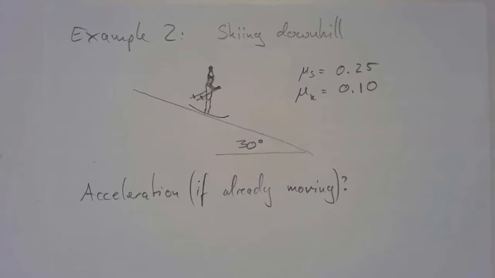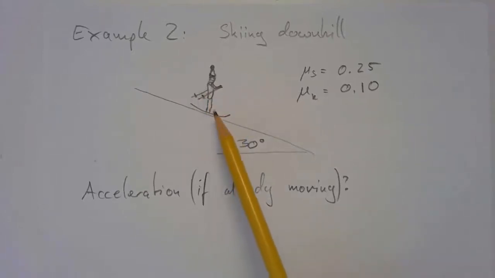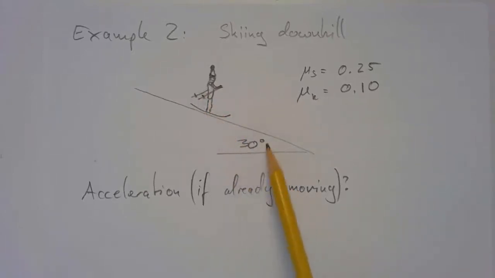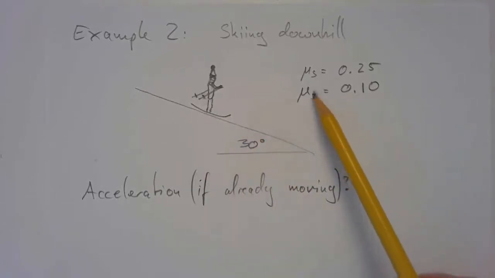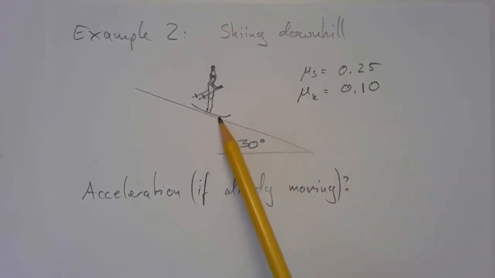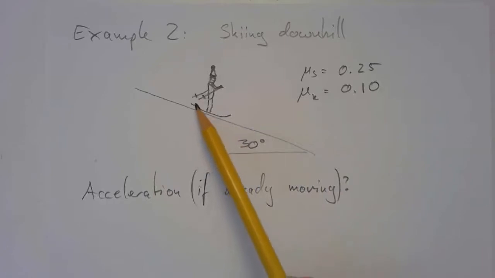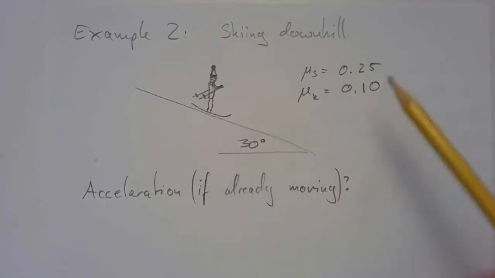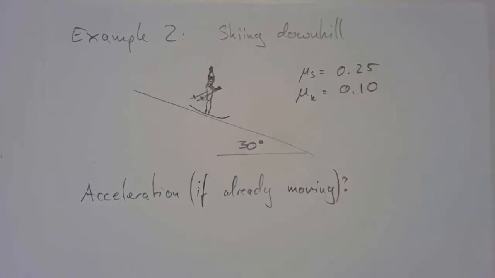We imagine we're skiing downhill, and as I've drawn it here, we're skiing down a 30-degree slope. And I've got the coefficients of kinetic and static friction for ski on snow. Of course, it depends on what type of snow it is, how smooth your skis are, whether you've waxed them recently, etc. So I'm just going to go with those values.